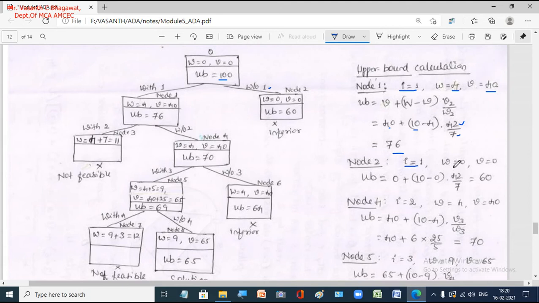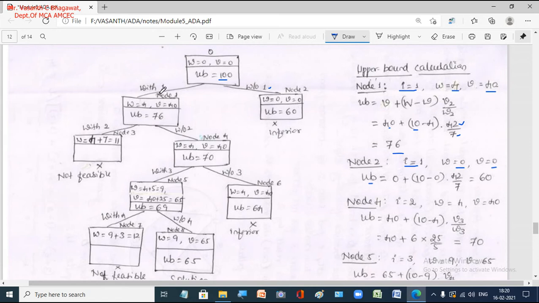Now what is the weight you will be having now? Weight will be 0, the previous weight. When you have not selected any item, weight will be 0 and profit also is 0. Now you find the upper bound. Upper bound equals 0 plus 10 minus 0 into V2 by W2, that means into 42 by 7. So your upper bound will be 60. Now you will write here weight is 0, profit is 0, upper bound is 60.